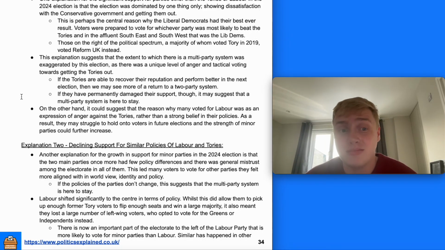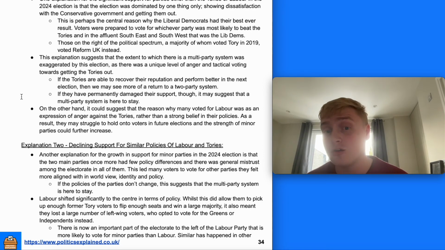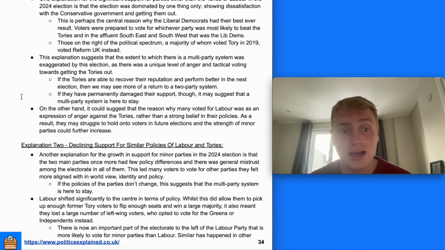Though, firstly, they may have permanently damaged their support, and secondly, it could suggest that the reason why many voted for Labour was an expression of anger against the Tories rather than a strong belief in their policies, as we saw earlier. And therefore, it may even suggest that in the next election, not only might the Tories still have a much reduced share of the vote, Labour may do as well, as they'll struggle to hold on to many who voted for them in 2024.